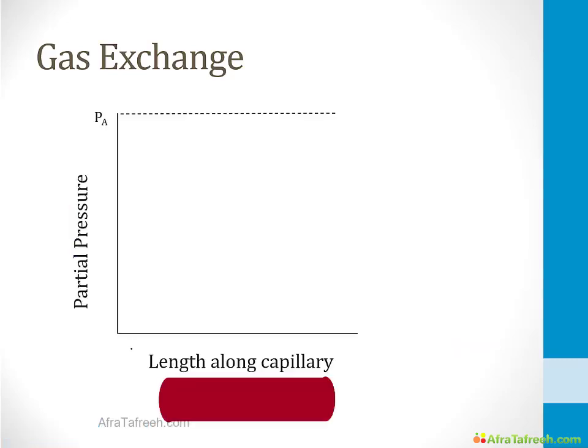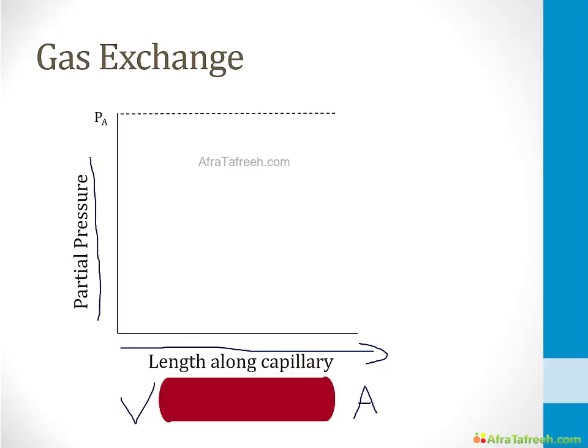To understand this better, let's look at this graph I've drawn on the screen here. Along the x-axis is the length along the pulmonary capillary as blood moves from the venous side of pulmonary capillaries over to the arterial side, where blood is exiting the pulmonary capillaries heading into the left atrium and the arteries. Along the y-axis, I've shown the partial pressure of gas, basically the concentration of gas in blood.